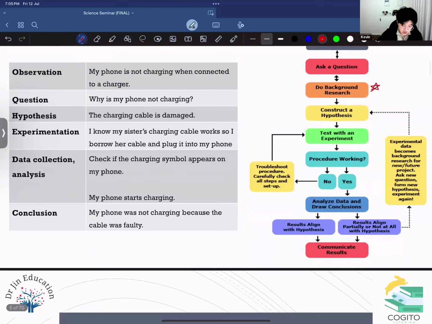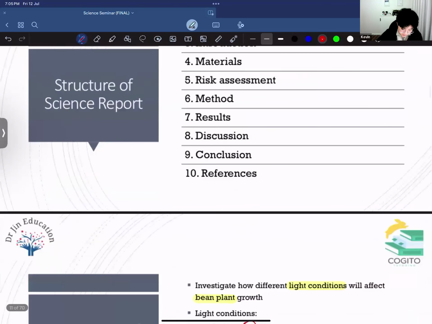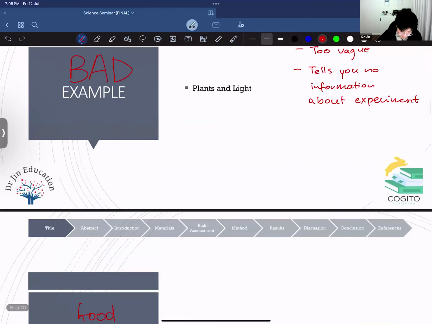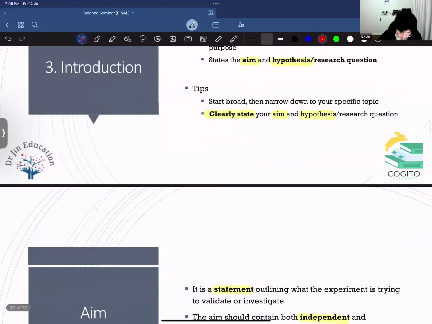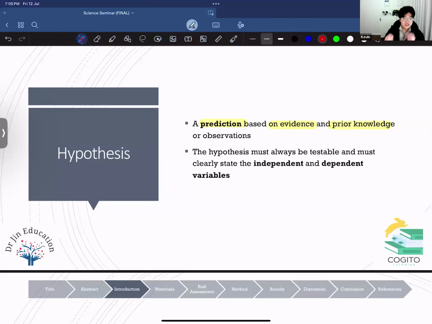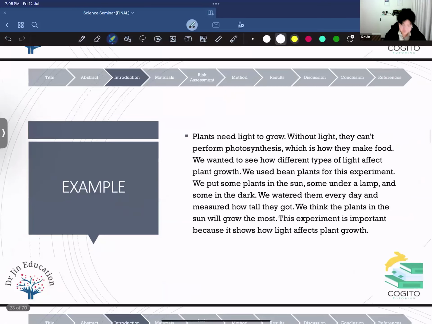Okay, so I'm going to come back down to here. Where was I up to? Hypothesis. Yeah, okay. The hypothesis must always be testable. It must be testable with an experiment, and it must clearly state the independent and dependent variables. So similar to the aim, but this time I'm making a prediction. All right, cool. Let's have a look at this one.